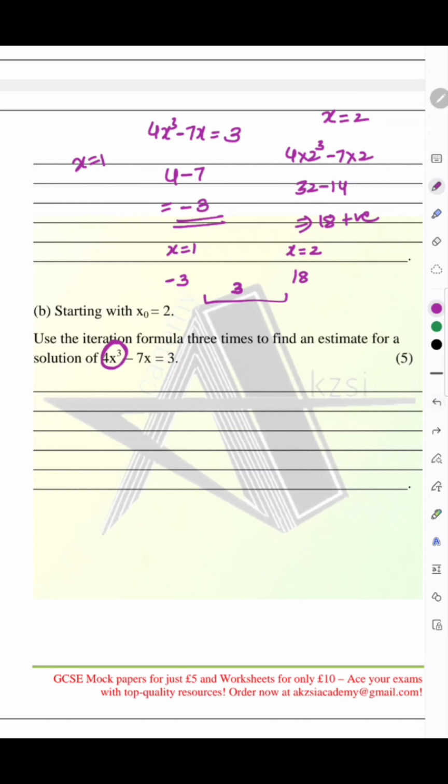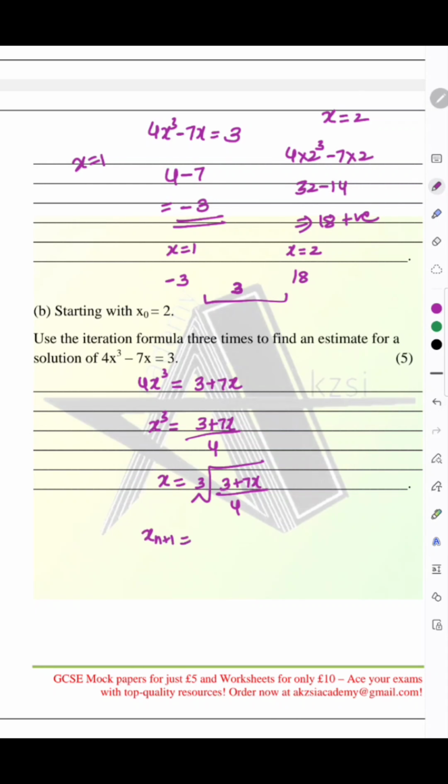So I'll make that the subject. I need to make x cubed the subject. Remember, the highest power, you have to make that the subject. So 4x cubed and 7x, I'll move to the right hand side, dividing both sides by 4, like this. Now I have to cube root, because I want to make x the subject, so I need to remove that 3 as well. So cube rooting both sides, this will give me the cube root of 3 plus 7x over 4. Now this will become x n plus 1.